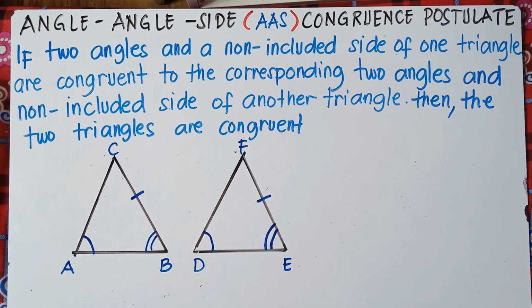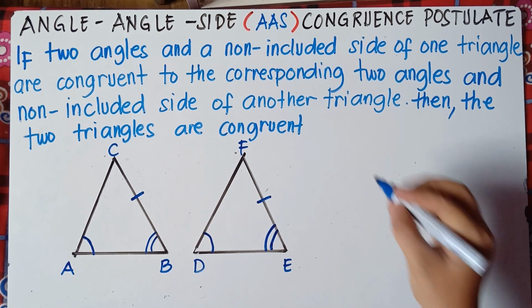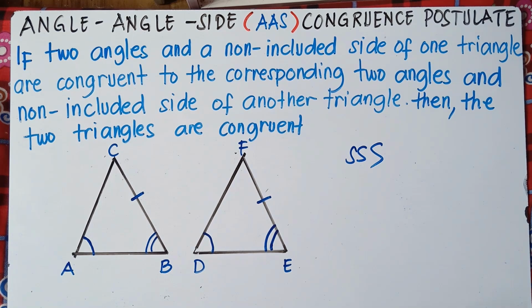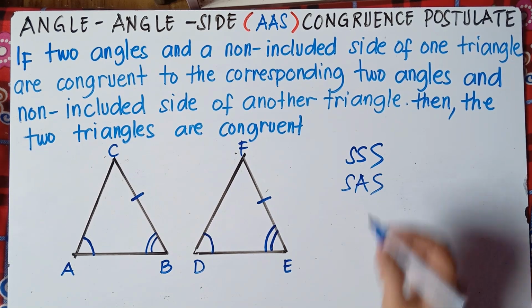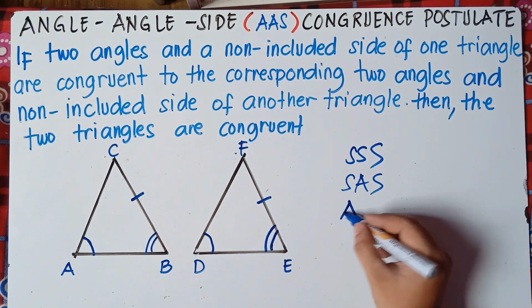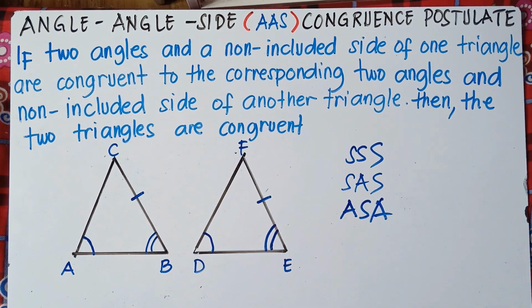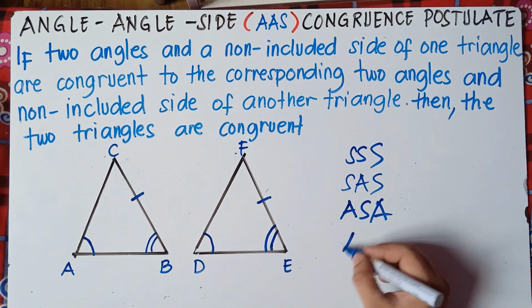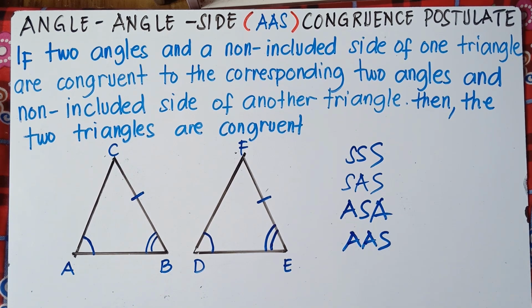So once again, class, we do have many postulates. We have the SSS, the side-side-side. We have the SAS, the side-angle-side. We have the ASA, angle-side-angle, and we have this last one, the AAS, angle-angle-side.